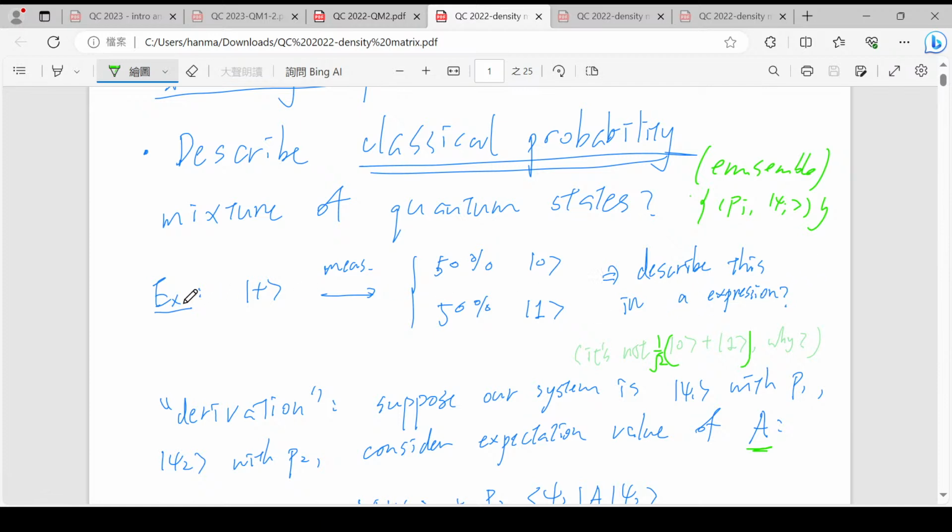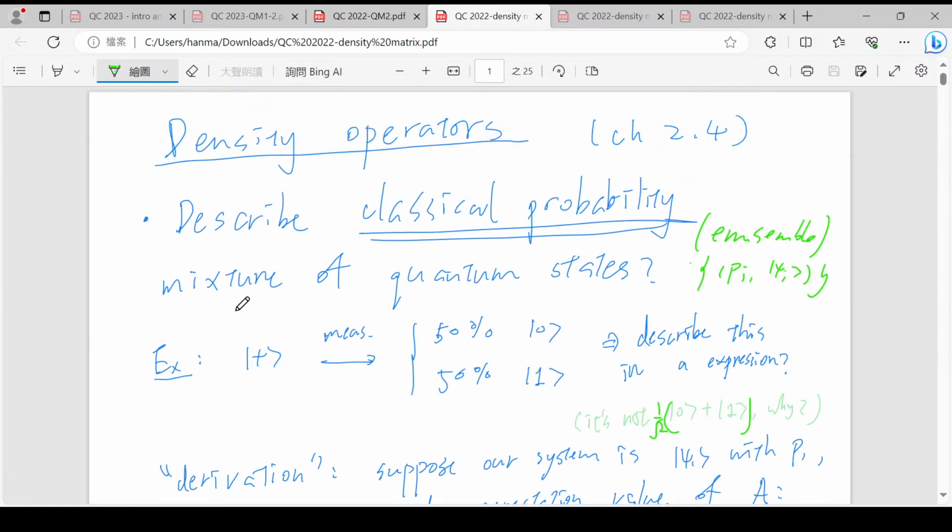But first, I want to stress that there is a difference between this classical probability mixture and quantum superposition. 50% 0 and 50% 1 is different from a superposition between 0 and 1, any kind of superposition. For example, the equal superposition of 0 and 1 will be 1 over square root of 2 times 0 plus 1, the plus state. So this 50% 0, 50% 1 is not the same as the superposition of 0 and 1, basically the plus state. Anyone want to answer why?